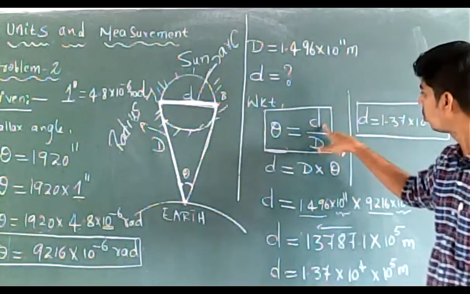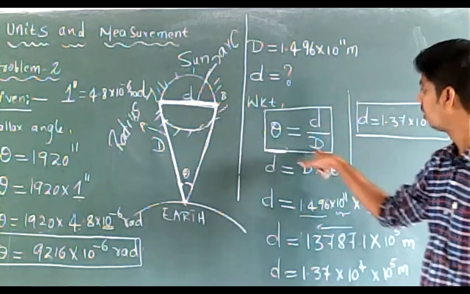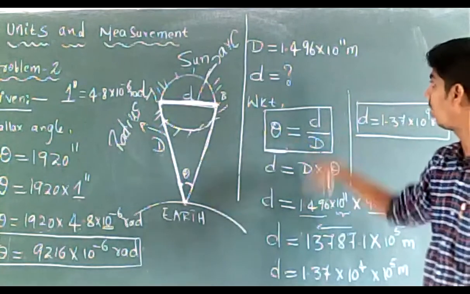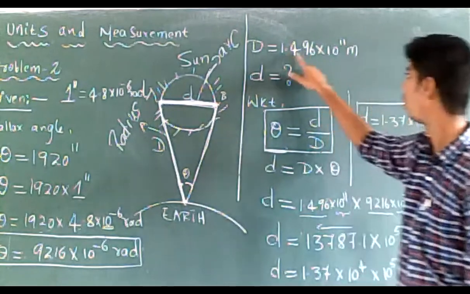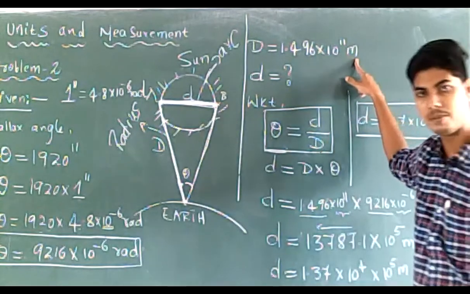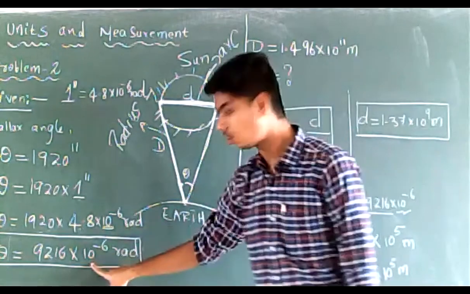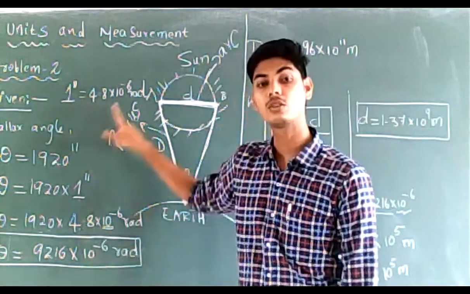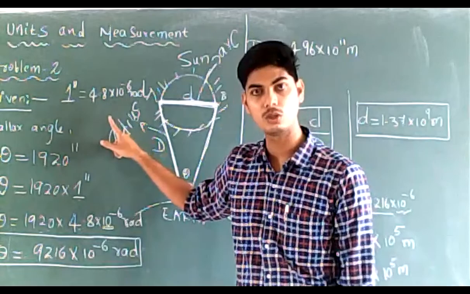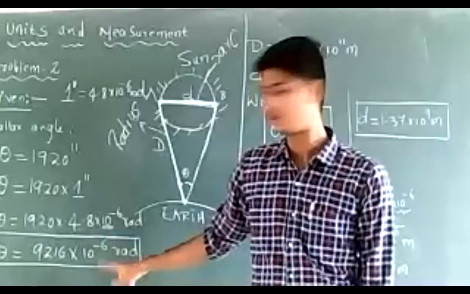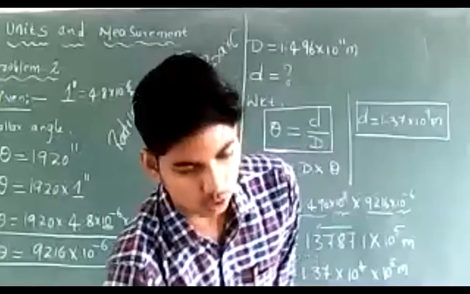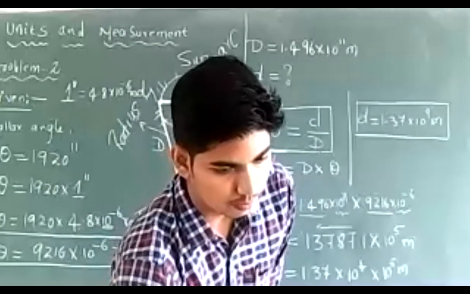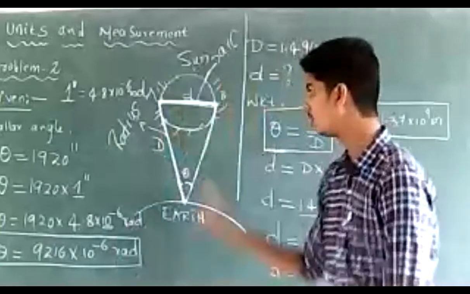Now what we need is small d, the diameter. D into theta gives the d value. They have given the distance, 1.496 into 10 power 11 meters, in the problem. The parallax angle is also given. Actually the parallax angle was given in seconds, and we converted it into radian, right? You must convert it into radian. So this is regarding this problem. Hope this is clear.